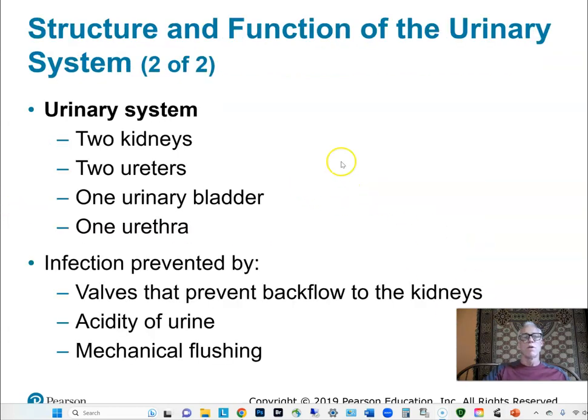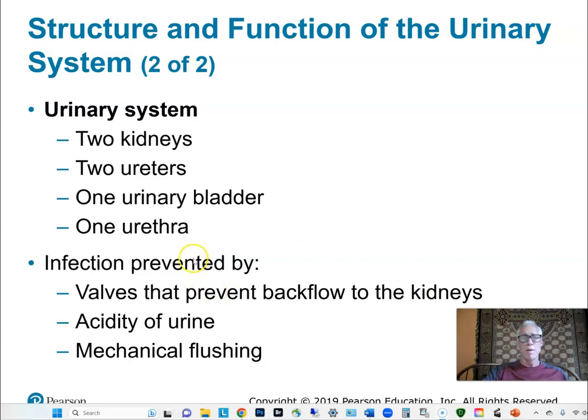All right, so quick little look at the anatomy. Urinary system, obviously two kidneys, two ureters, which are the tubes that carry the urine from the kidneys down to the urinary bladder, single bladder, and then one urethra, which is the outlet passageway from the bladder to the outside.